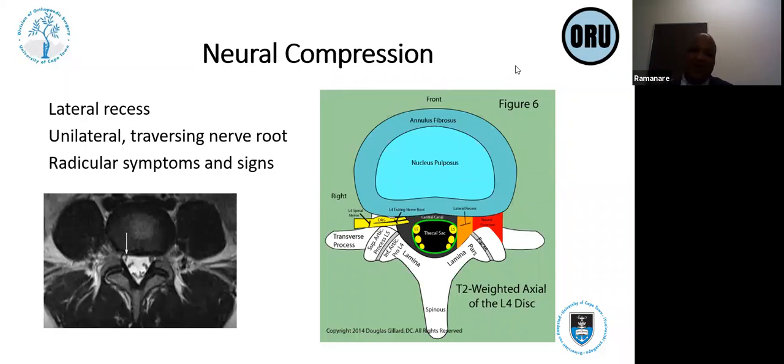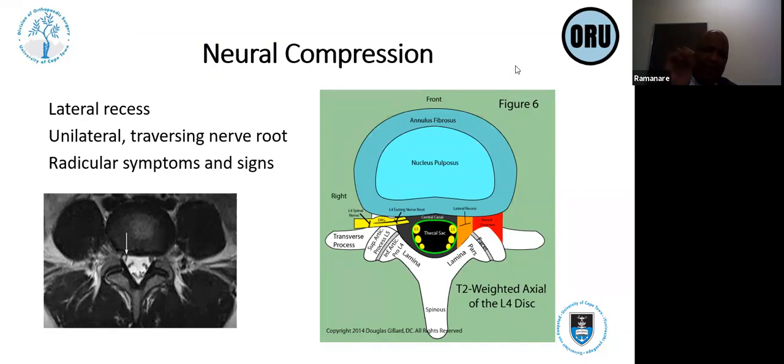So with lateral recess stenosis or lateral recess compression, it can be unilateral, and in that case, it will cause radicular symptoms and signs. But it can also be, in the combined picture, which I'll get to, very broad, where you've got bilateral narrowing or stenosis of the lateral recess area.